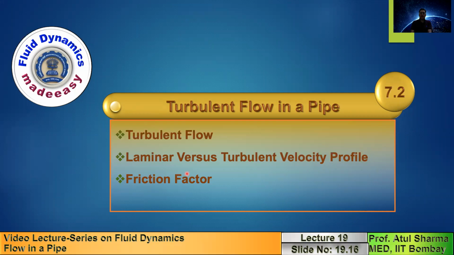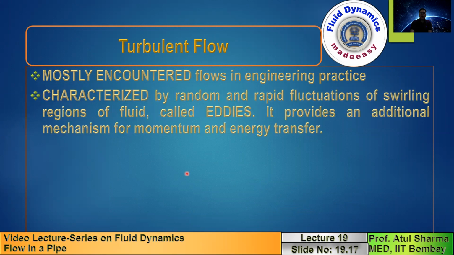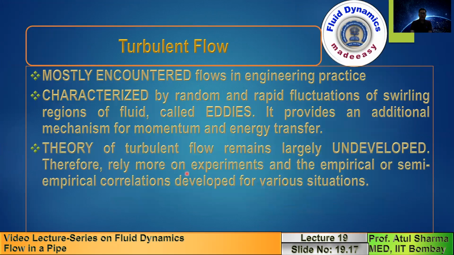Darcy's friction factor is 64 by Re, Fanning friction factor is 16 by Re. Turbulent flow is the most commonly encountered flow in engineering practice. So as an engineer, most of the time we encounter velocities and length scales which correspond to a turbulent flow. These are characterized by random and rapid fluctuations of swirling regions in a flow called eddies. And these velocity fluctuations provide an additional mechanism for momentum and energy transfer.